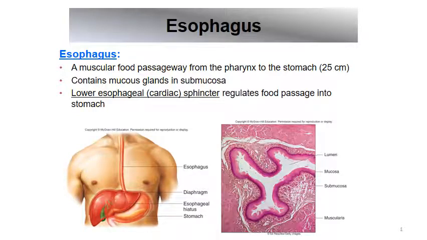Alright, so now in this part of the digestive system chapter, we will learn about the esophagus, the stomach, the pancreas, and the liver. And so here, this is talking about the esophagus and how it is the food passageway from the pharynx to the stomach, and it contains a lot of mucus glands. Then the mucus is making it easier for the food to go down the esophagus. The lower esophageal or the cardiac sphincter is the entrance into the stomach.